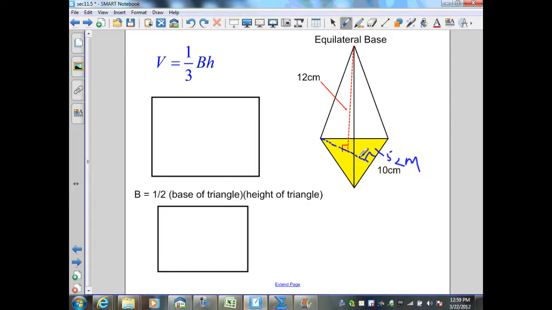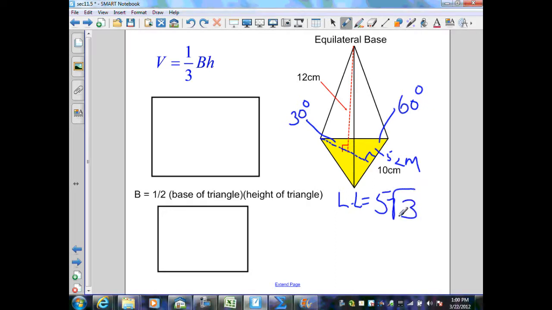Now, I know that this is an equilateral triangle, and I know that this angle has to be 60 degrees. And with a 90, by the triangle sum theorem, I know that the other angle is 30 degrees. That gives me a 30, 60, 90 triangle. I know the short leg is 5 centimeters, and I know the long leg is the short leg times the square root of 3. And that long leg, which is this segment, is going to be the height of my triangle.